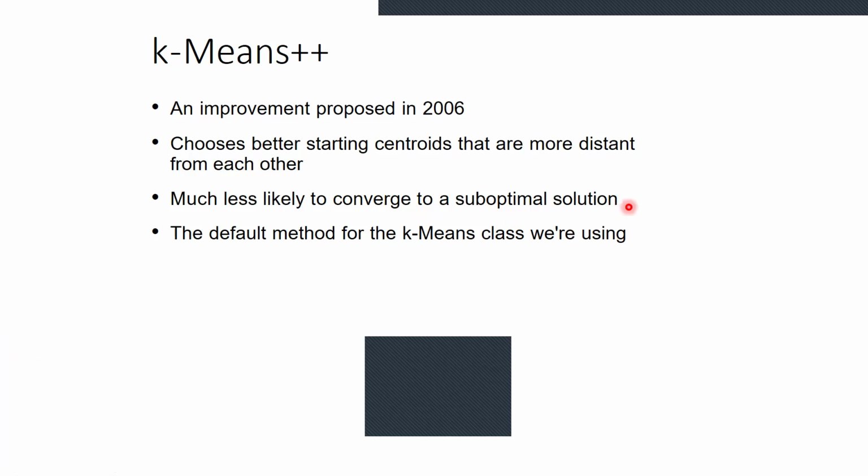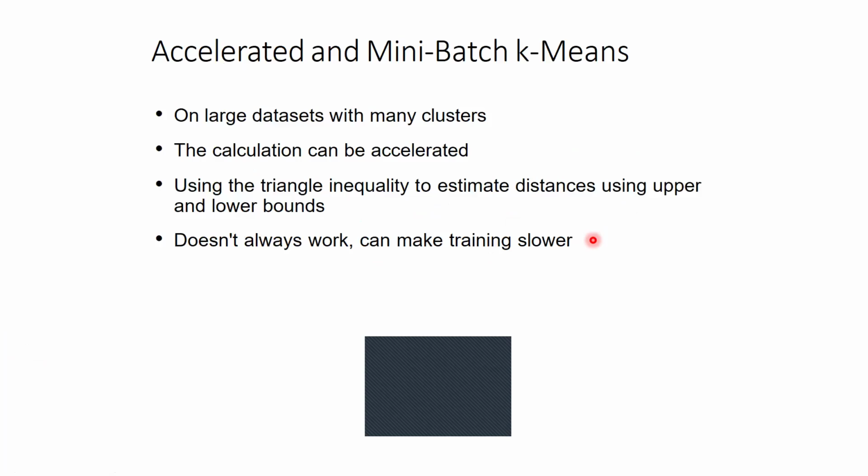And also, by default the method is called k-means++, and we are using it. The default method for k-means is the class we are using. Okay, so coming to this, we have many implementations. Let us see this. The first one is accelerated and mini-batch k-means.